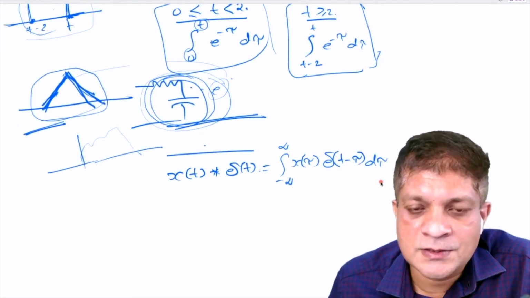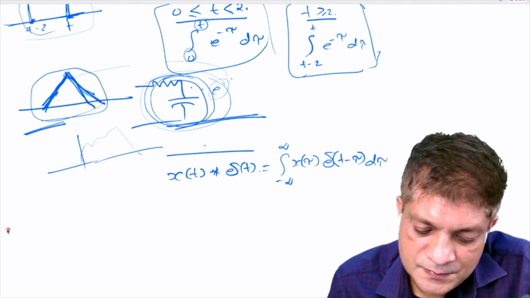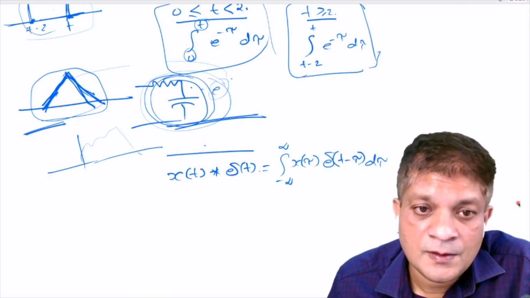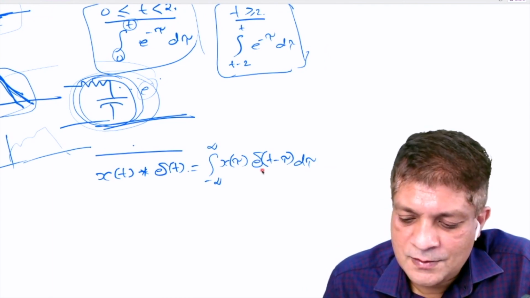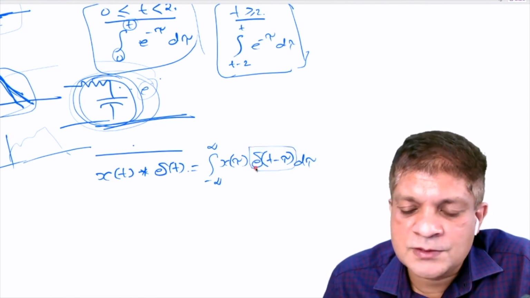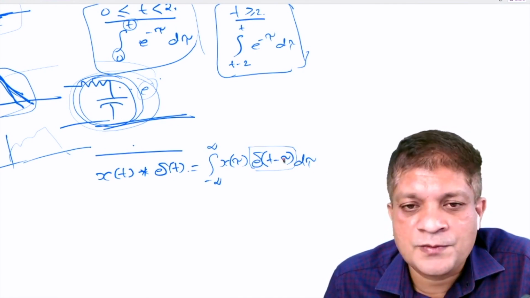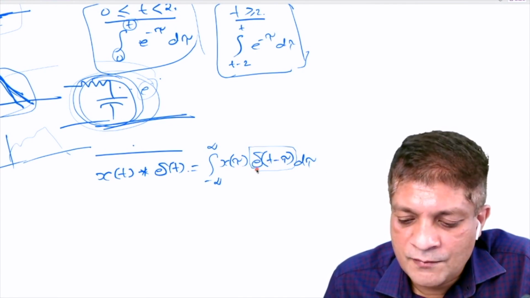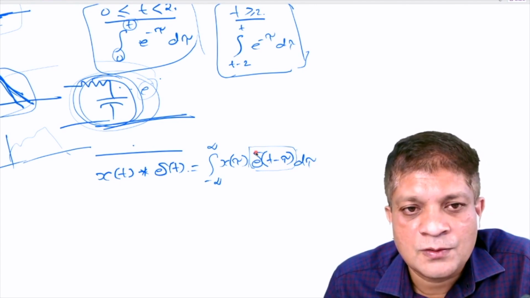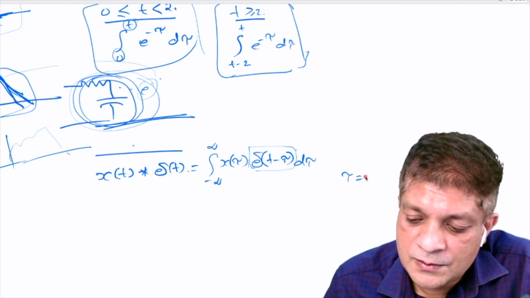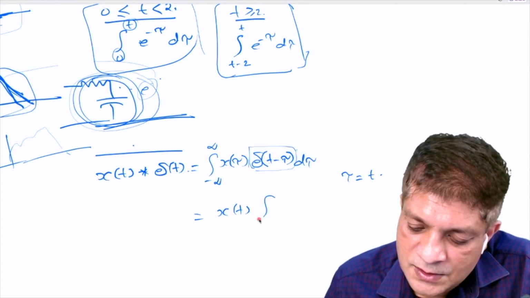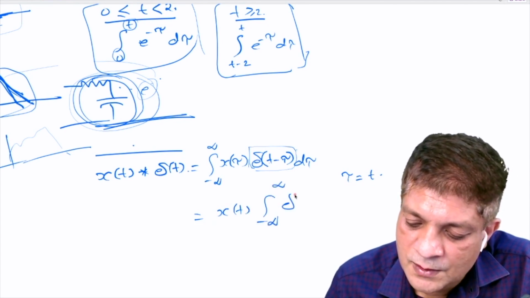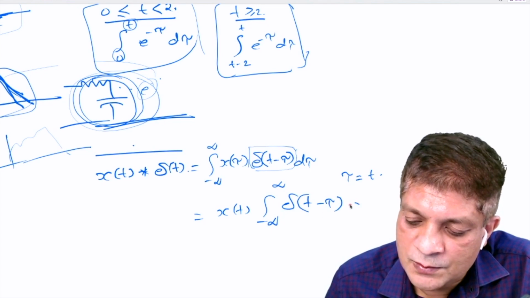Now tell me, what is this integral? Can we simplify this? When will this be non-zero? This is a function of tau. t is a constant. When will it be non-zero? When tau is equal to t. So can we write it as x(t) times the integral from minus infinity to infinity of delta(t minus tau) d tau?